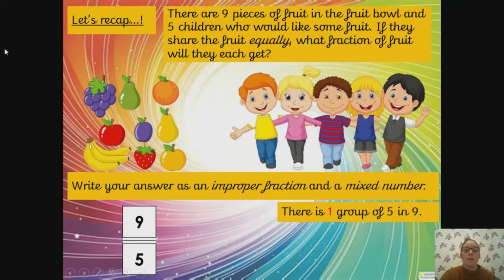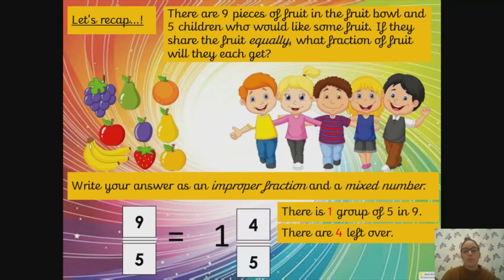Okay, so like we spoke about yesterday, we've got 9 here which we need to share, but 5 children. So we can count 5 pieces of fruit. So we know they've got one bit each, one whole piece of fruit each. Okay, so we can write that as our mixed number, our one whole. But how many left over do we have? Okay, we've got 4 left over because 5 goes into 9 once with 4 left over. So where's our 4 going to go? It's going to go as our numerator. So each child will have one whole piece of fruit and 4/5 of a piece of fruit.